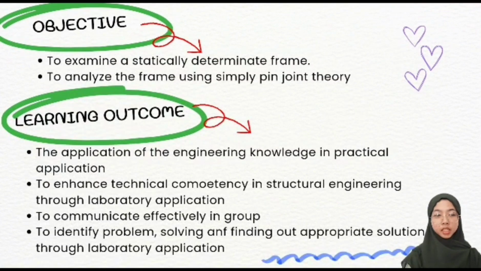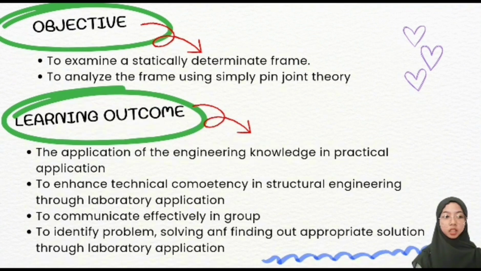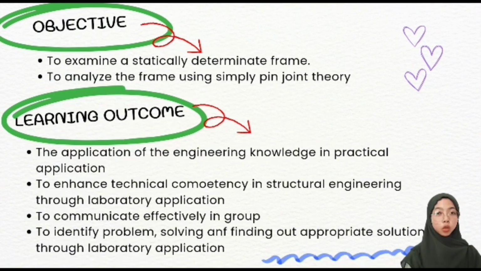The objective of this lab is to examine a statically determinate frame and to analyze the frame using simple pin joint theory. The learning outcome from this lab is the application of engineering knowledge in practical application to enhance technical competency in structural engineering through laboratory application, to communicate effectively in a group, and to identify problems and find appropriate solutions through laboratory application.